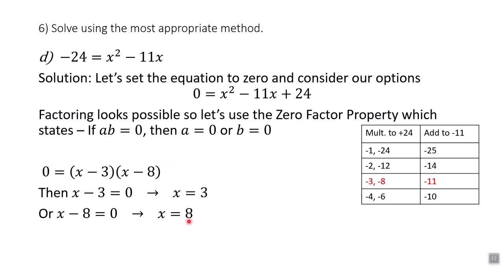And now we can use the property. So once I have my numbers, the negative 3 and the negative 8, I can rewrite my quadratic as 0 equals (x minus 3) times (x minus 8). These two binomials are multiplying to give us 0, so either x minus 3 is 0, in which case x equals 3, or x minus 8 is 0, in which case x equals 8.